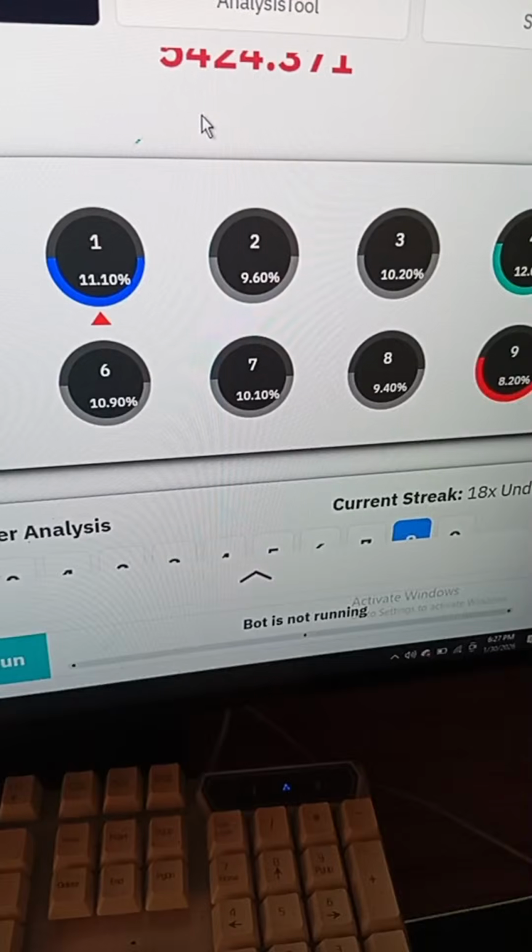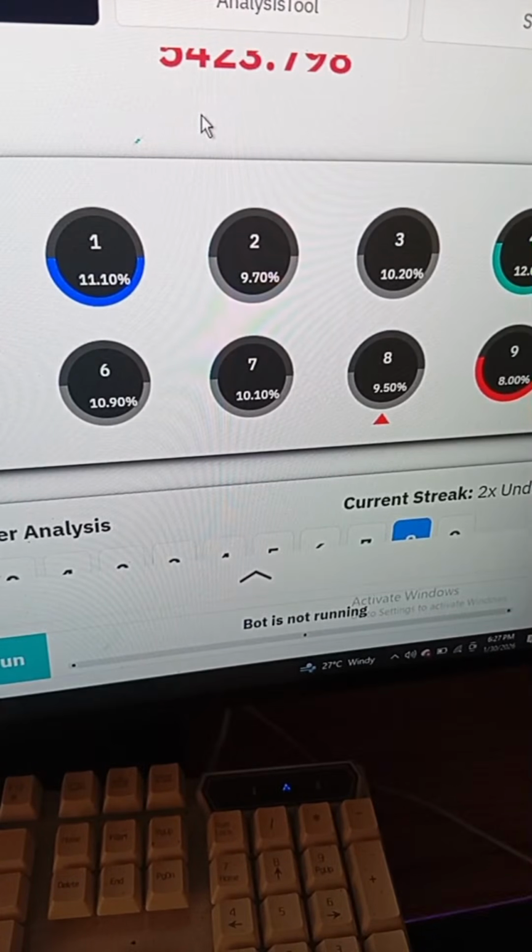Especially on my laptop, the laptop I usually use to trade only. So most times I never even close the browser. I just close the laptop, open it, trade, close it. I trade, I close it. So I think that is one of the most influencing factors when it comes to bots.